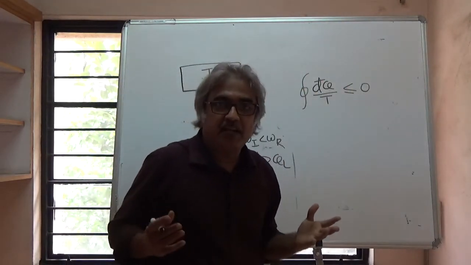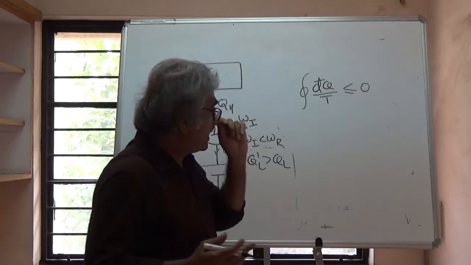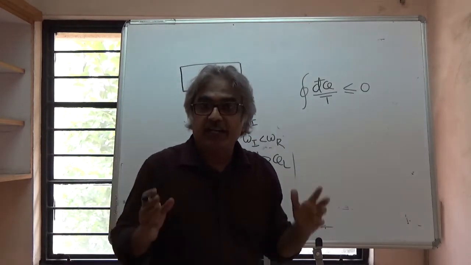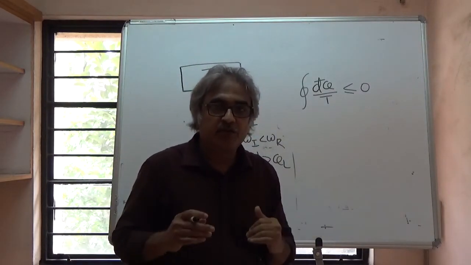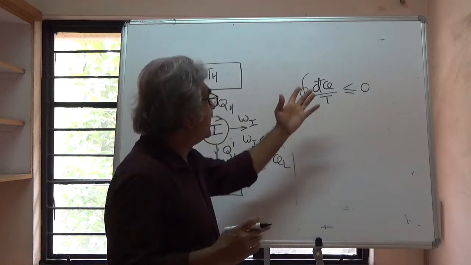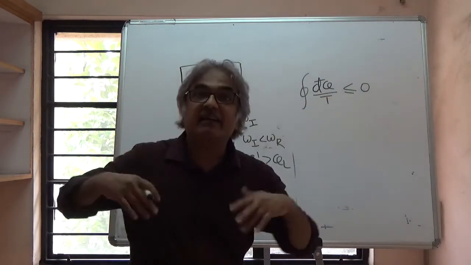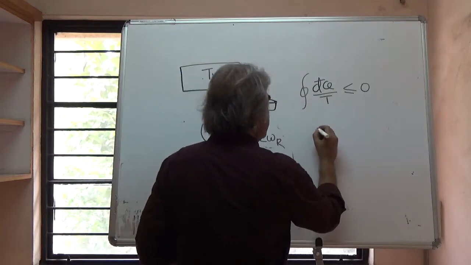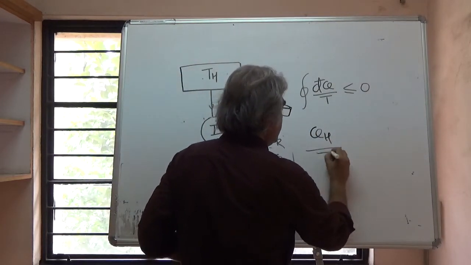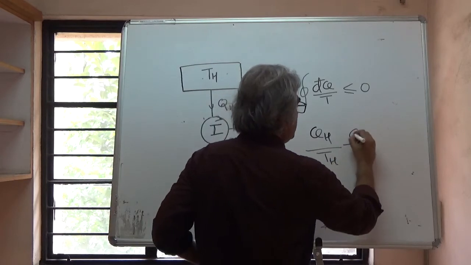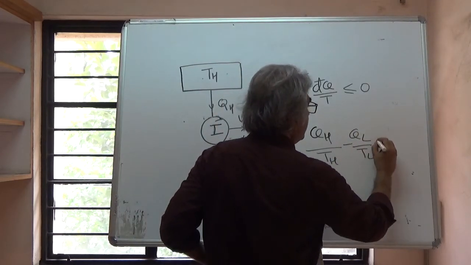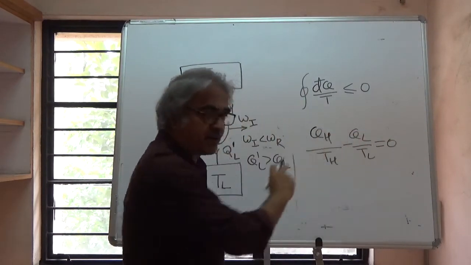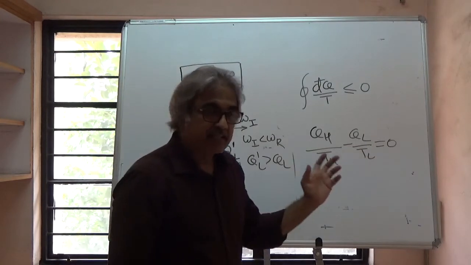And what if it is greater than 0? If in a numerical you come across a given cycle, then you do the integration, etc. We'll see how we are going to do that. But if you get cyclic integral of dq by t greater than 0, what does it mean? Just pay attention here. Essentially, this is QH upon TH minus QL upon TL equal to 0. This is for a reversible cycle.